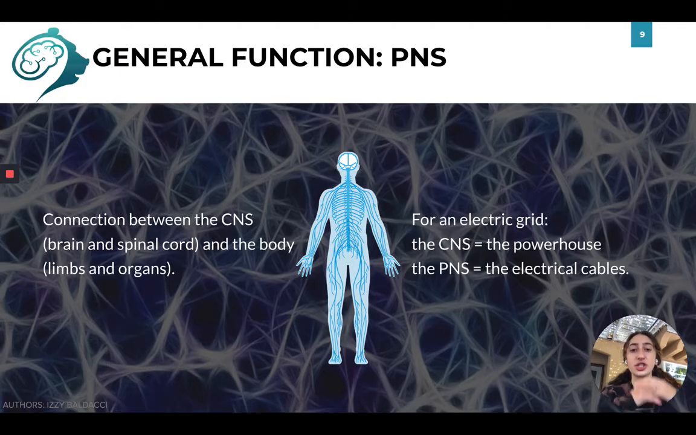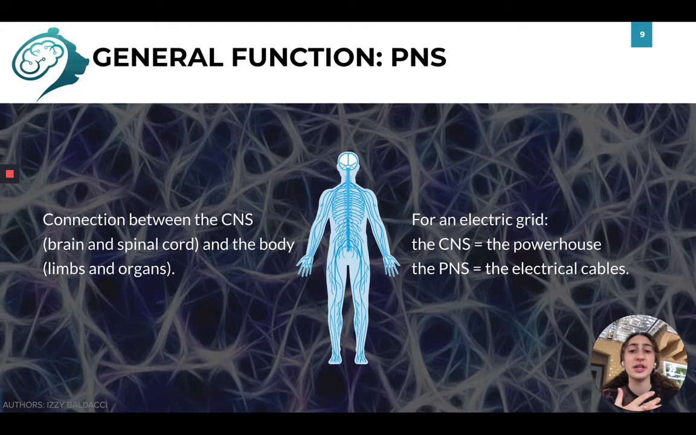So here's just the general function of the peripheral nervous system. If we think about the spinal cord and brain categorized in the central nervous system, and then we have the body, which is made up of the limbs and organs, what is allowing these to communicate? How are we getting information from one to the other? That would be the function of the peripheral nervous system.